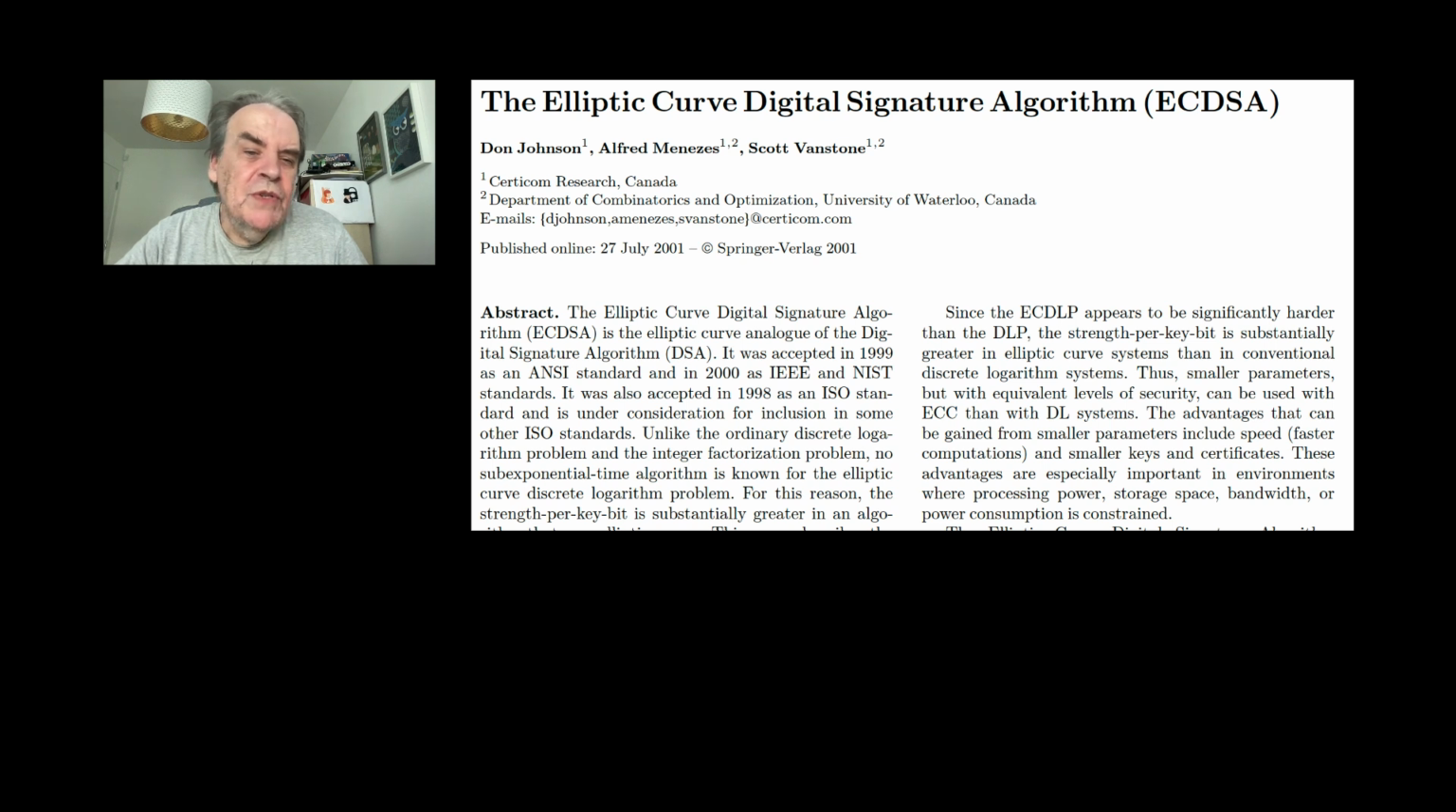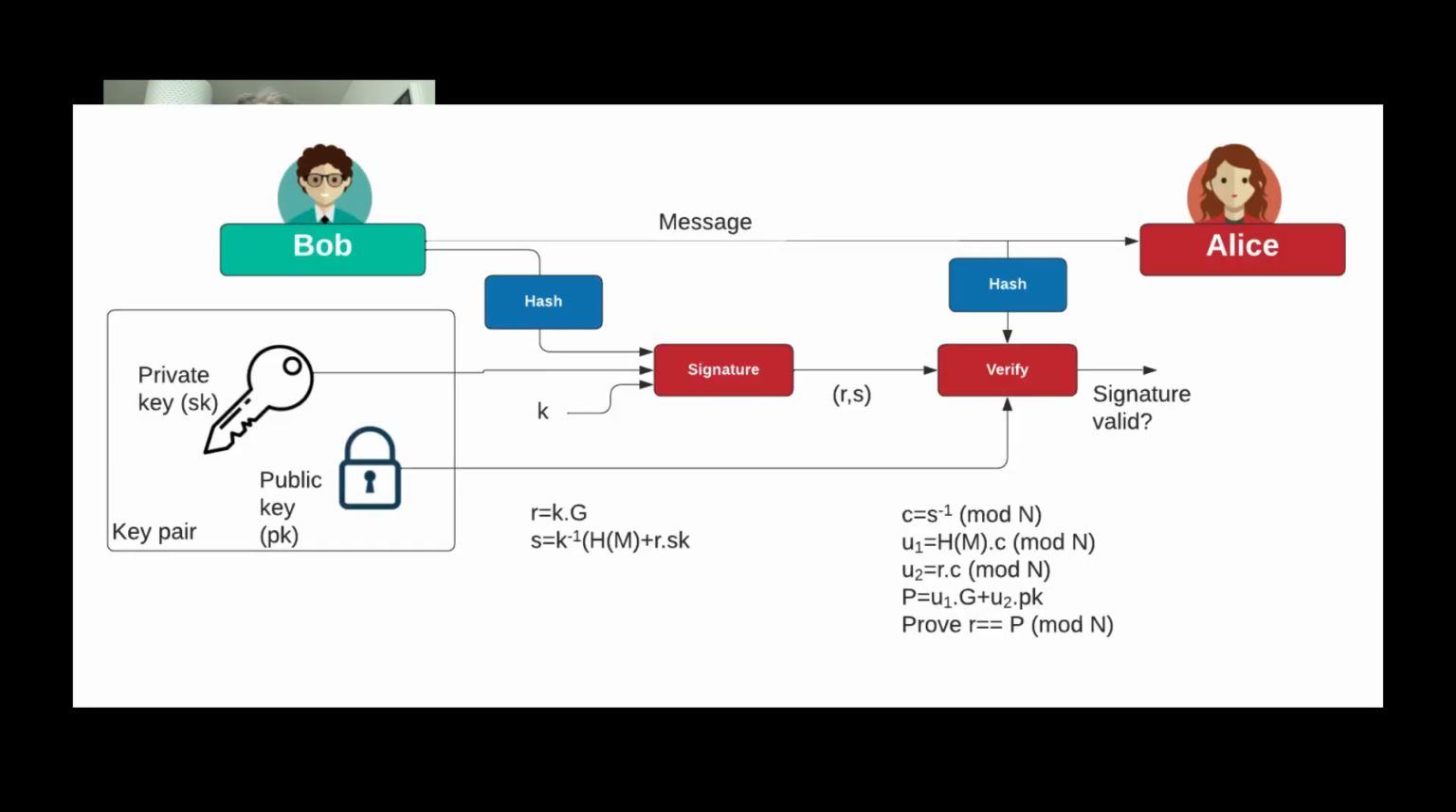In 1999, Don Johnson and Alfred Menezes published a classic paper on the elliptic curve digital signature algorithm, ECDSA. It was based on the DSA digital signature algorithm method created by David W. Kravitz in a patent which was assigned to the US. The core signature used in Bitcoin and Ethereum is ECDSA, which uses a random nonce for each signature. The nonce value should never be repeated or revealed.